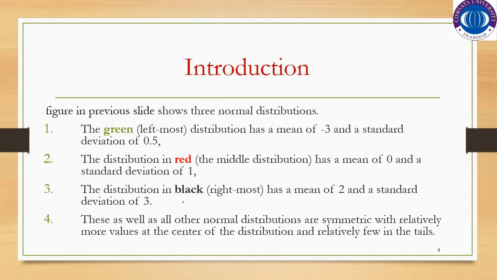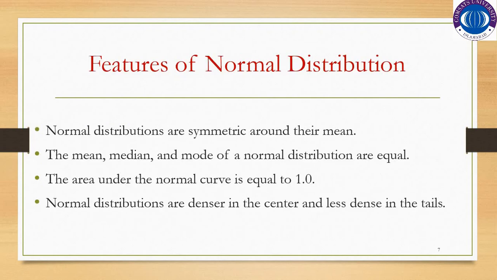These, as well as all other normal distributions, are symmetric. Later on we will discuss what the word symmetric means, with relatively more values at the center of the distribution and relatively few in the tails. Features of normal distribution: normal distributions are symmetric around their mean. So basically, this is a bell curve distribution.